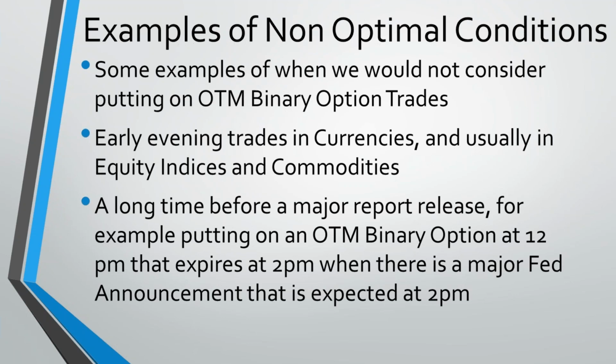For example, putting on an out-of-the-money binary option at 12 p.m. that expires at 2 p.m. when there's a major Fed announcement that is expected at 2 p.m. Why? Because price is going to go stagnant. And your option is going to expire going into a stagnant price, and you're not going to get the movement necessary to get it into or at the money, most likely.